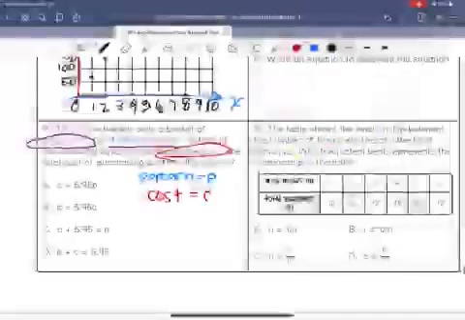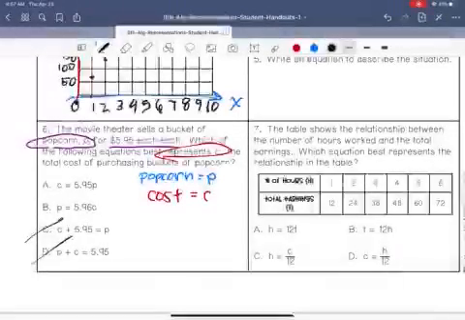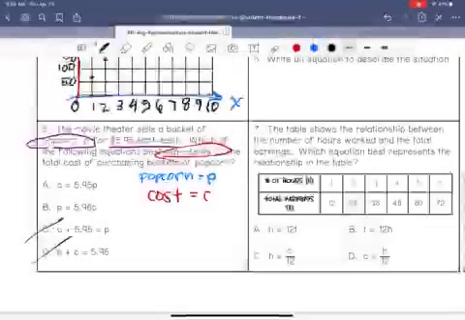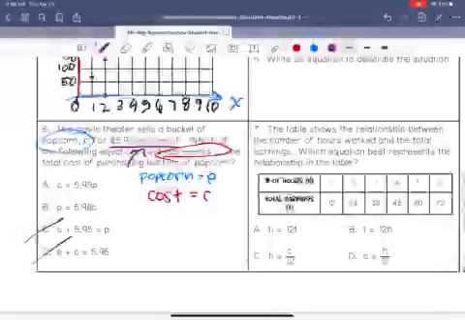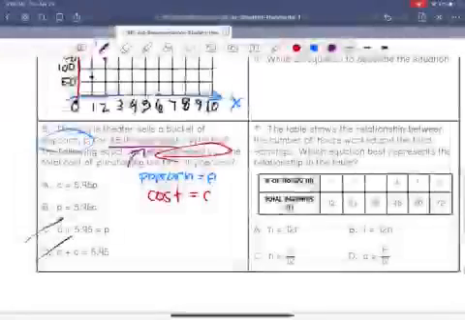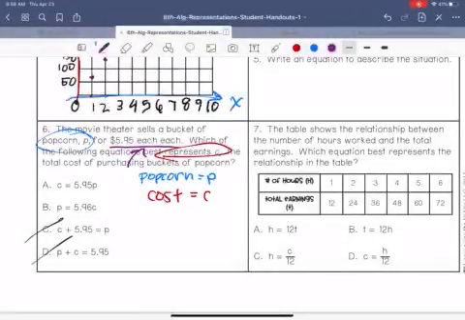We can automatically get rid of this one and this one because they are showing the 2 variables related by addition. Now, if we didn't know that we were dealing with multiplicative relationships, the way we could figure it out is right here, it talks about how each bucket of popcorn sells for $5.95. So we're talking about equal sized groups. That's multiplication. So there's 2 ways right there we could eliminate 2 answers.